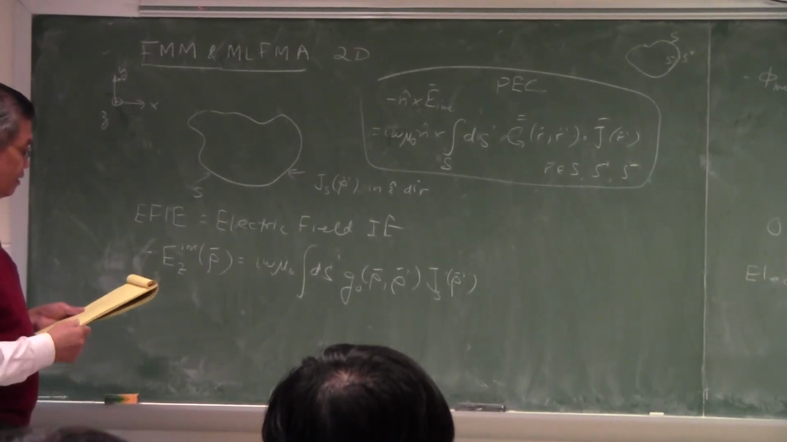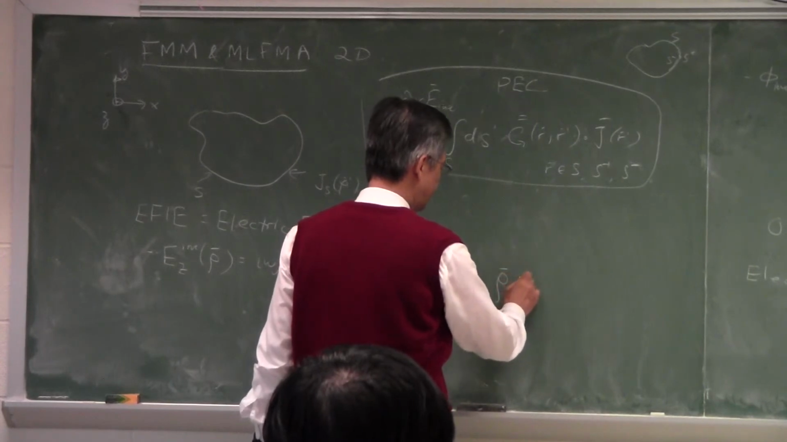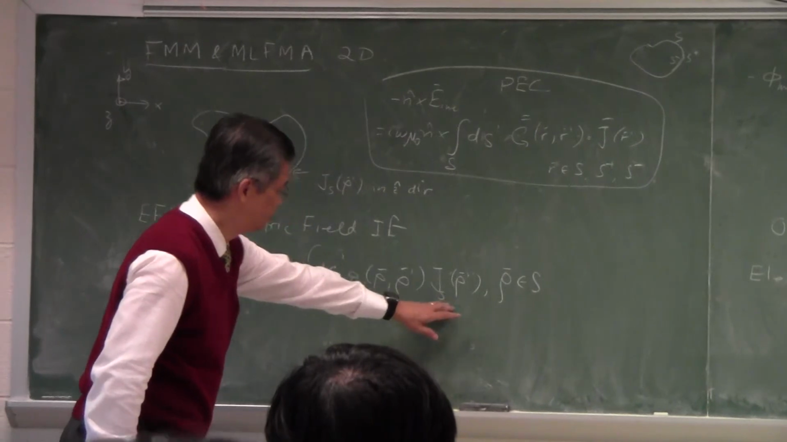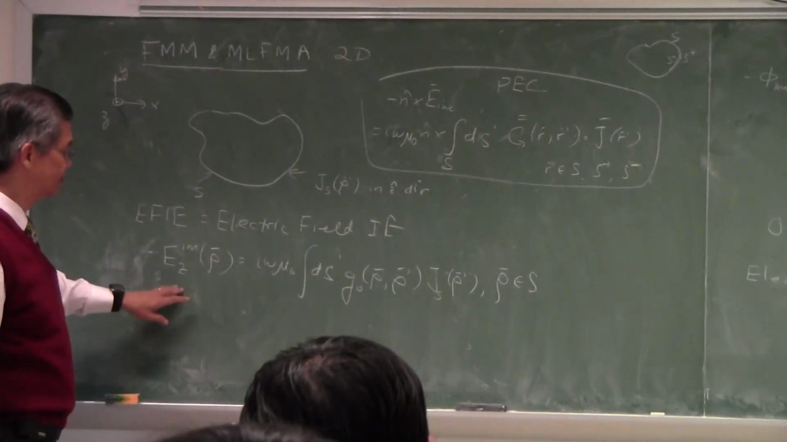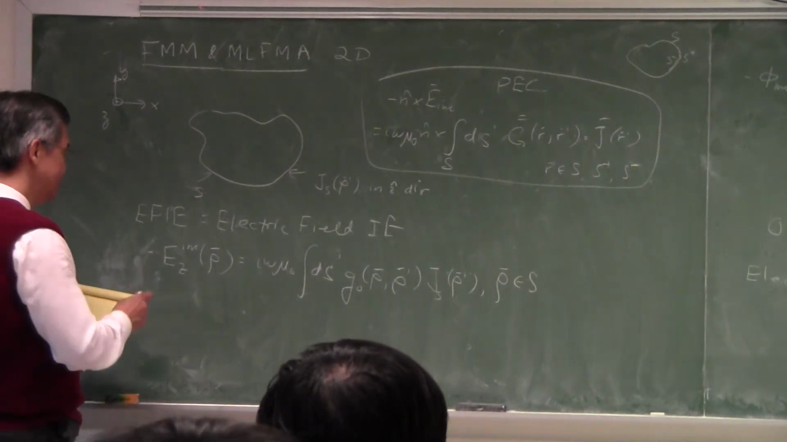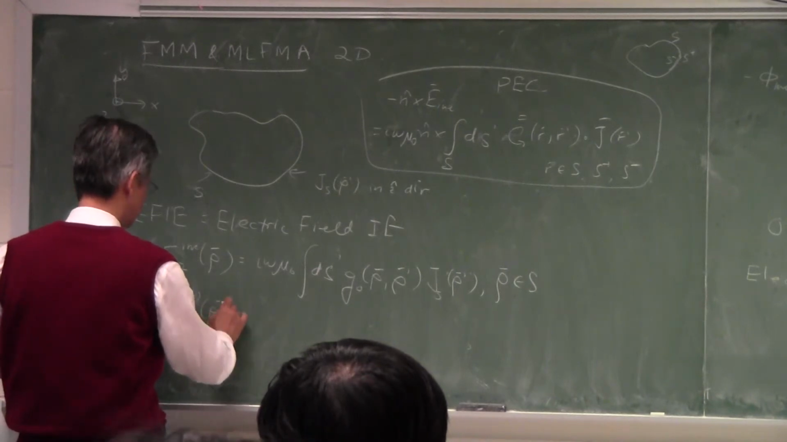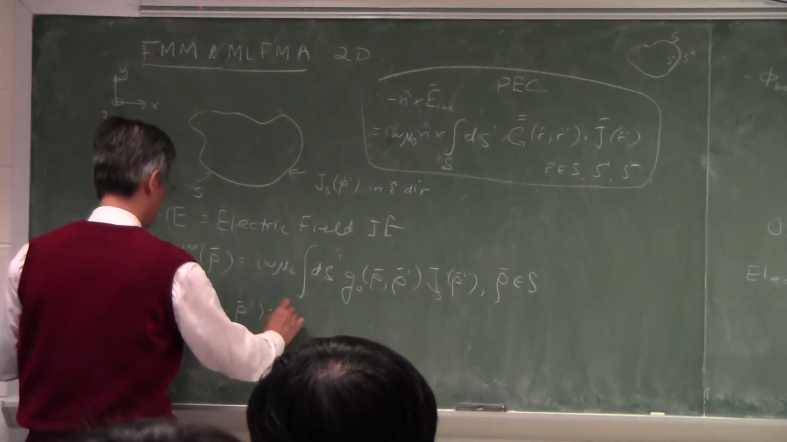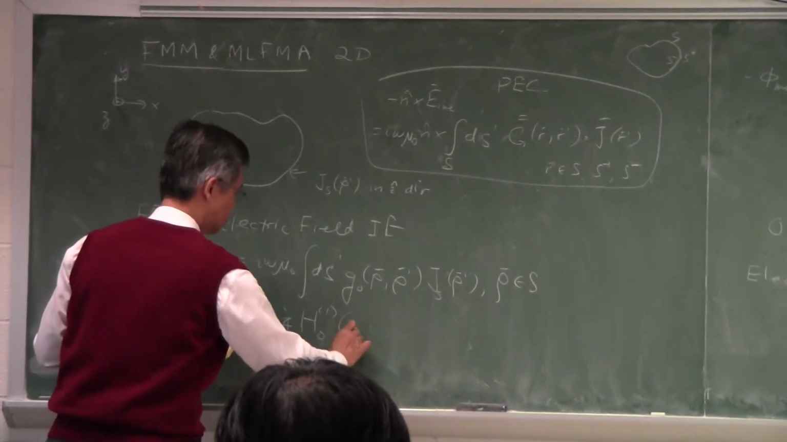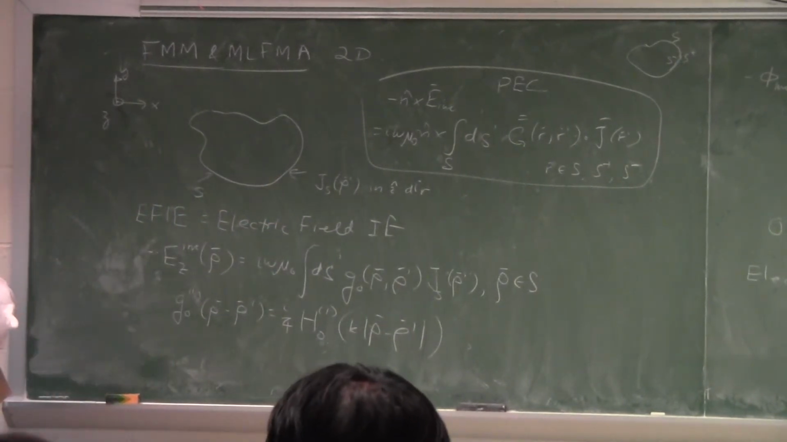And this is an electric field integral equation. When we convert this into an integral equation, we impose the fact that rho has to be also on S. So the unknown is defined on S, and the equation is also defined on S. So they are on the same support. And the Green's function in 2 dimensions is this one over here, with k times rho minus rho prime. That is the Green's function in 2 dimensions.